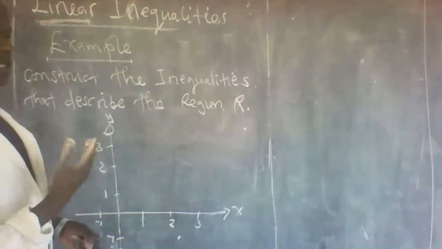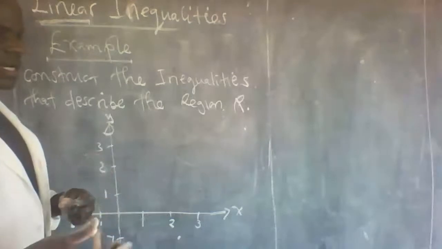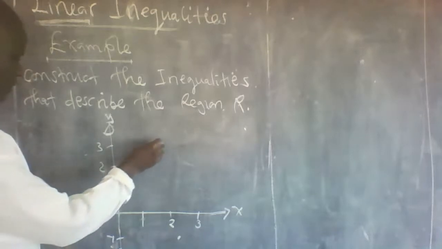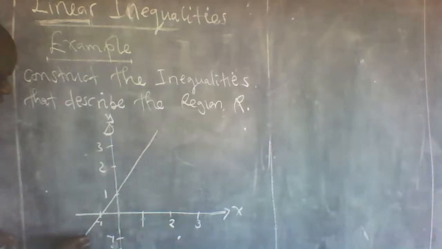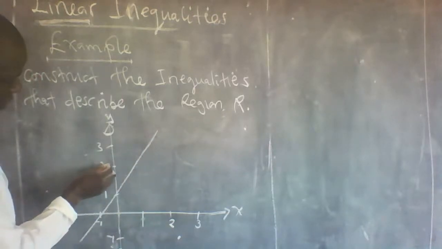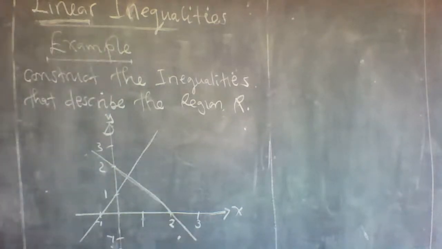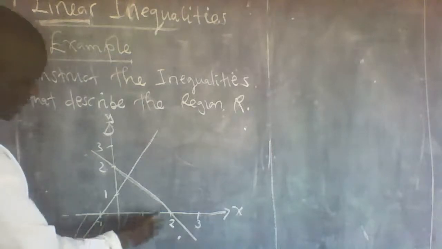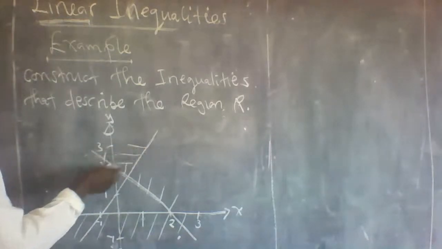Then the lines will be drawn for us. Our duty will be constructing the inequalities that were used to plot such lines. Okay, so I'm going to have a line that will go like that. I'm going to have this line right over here. I'm going also to have another line drawn like that, and another line drawn like that. Then I'm going to have another line drawn along the x-axis. Then the shading is done. These questions come in paper 1.